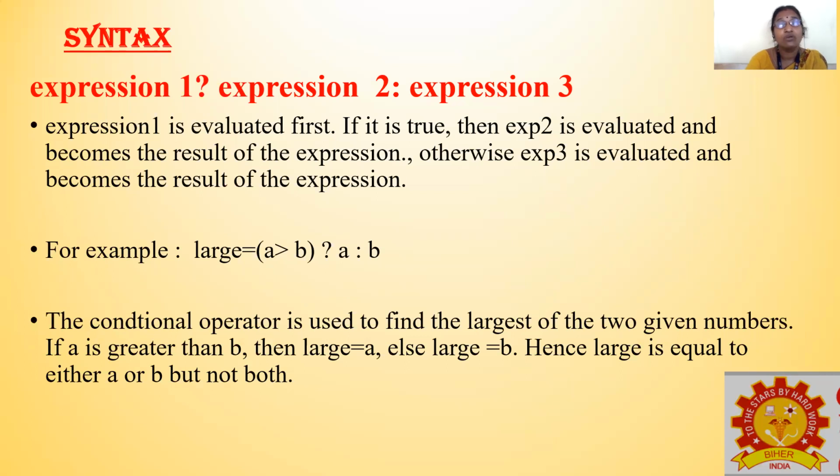colon b. Now find out first the value of a greater than b, that is the expression. If a greater than b becomes true, then the value of a is assigned to the variable large, or else the value of the variable b will be assigned to large. Clear? So first the relational expression a greater than b is calculated. If its value is true, then a will be the result for the variable large, or else b will be the result for the variable large.